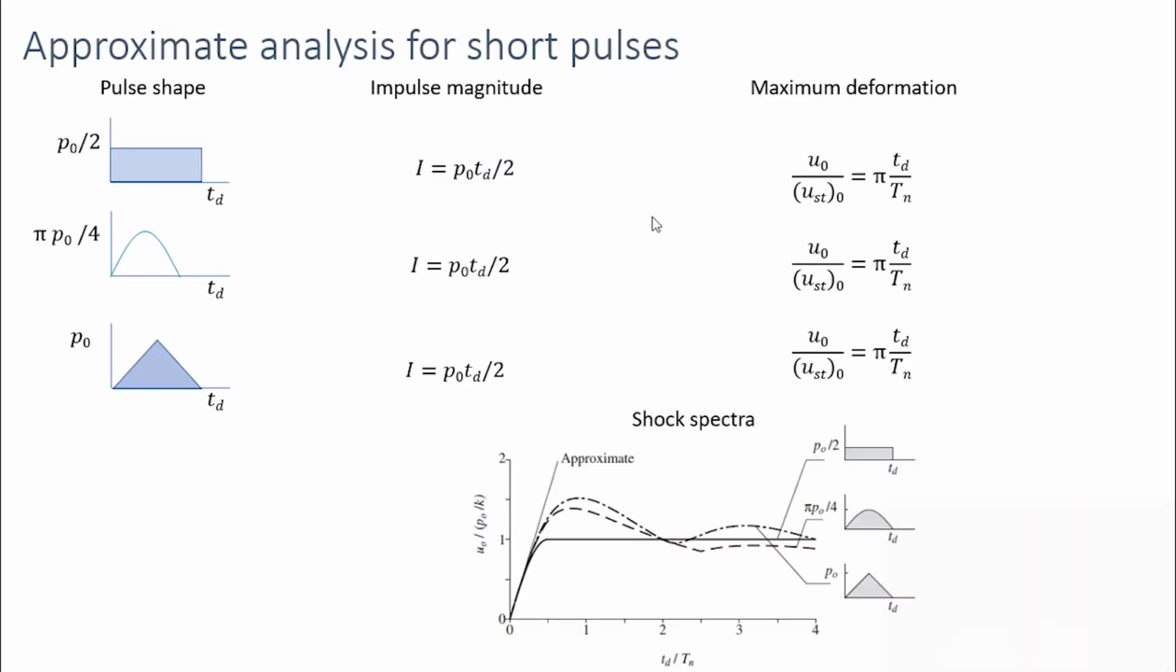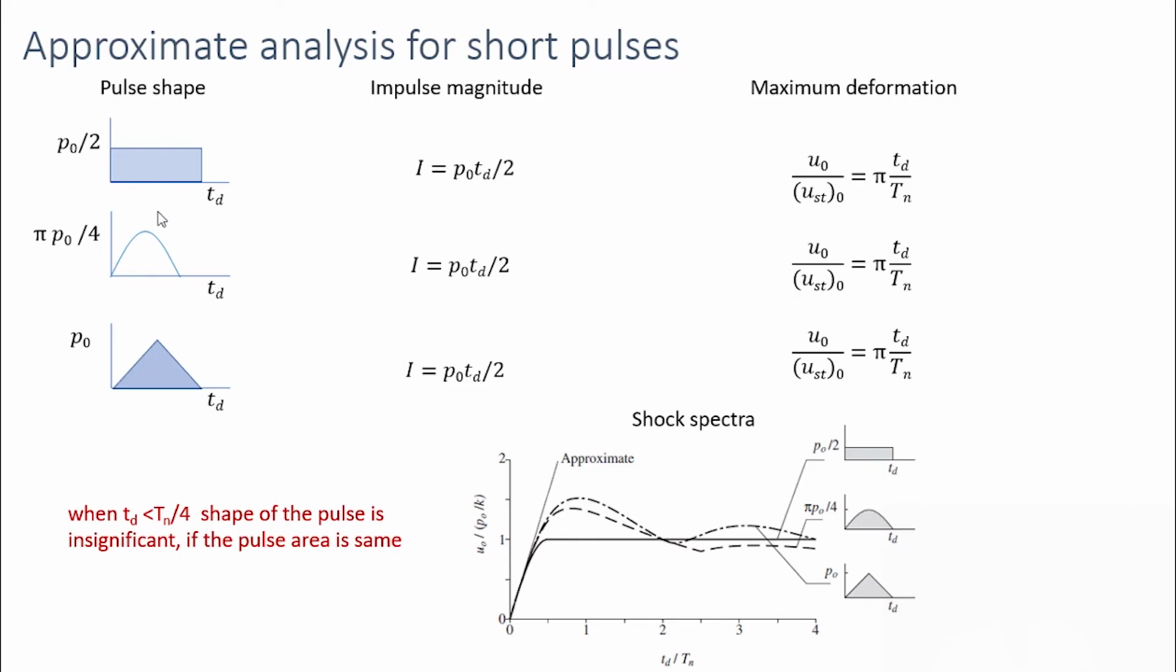Now let's see the shock spectra in this case. Here the amplitudes are different but the areas under these curves are the same. This is when Td by Tn is equal to half, and when Td by Tn is equal to 1 by 4, that's when here. Until then all the three spectra give the same value. So when Td is less than Tn by 4, the shape of the pulse is insignificant if the area of the pulse is the same.